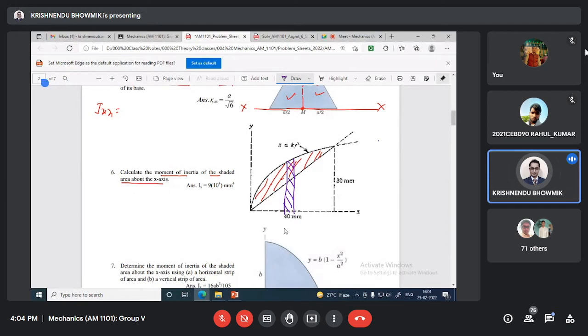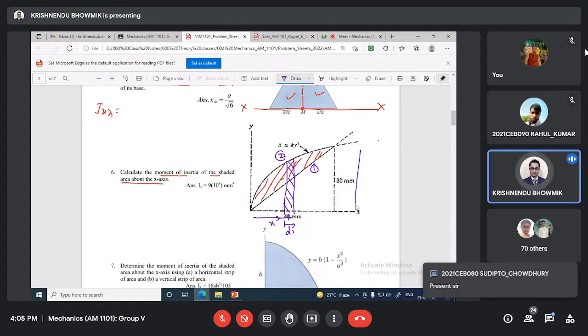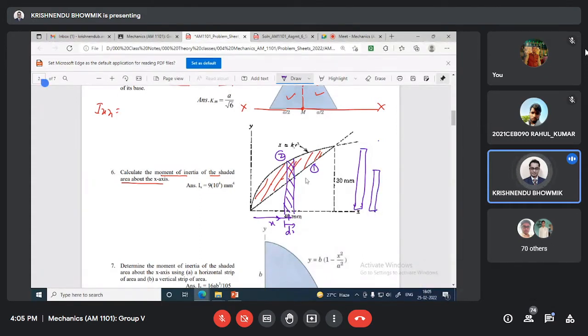For the small strip, this is dx, and this is x. This is basically up to middle x, and we can consider two graphs, graph 1 and graph 2. Maybe this one is graph 1, this is graph 2. Somebody can approach this way: one is this rectangle, the other is this small rectangle. You can consider this way, correct?